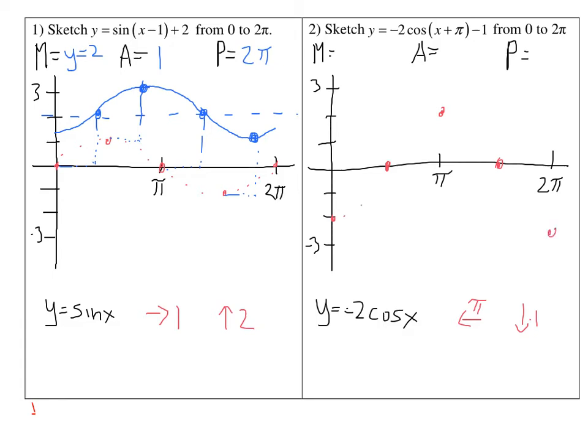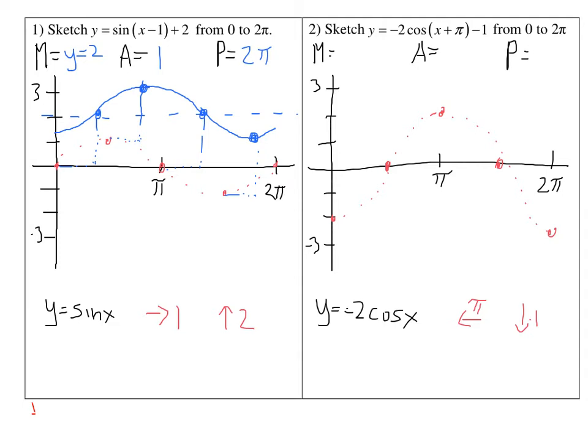And again, it looks like this. And once again, if that was a positive, this whole thing would be flipped over. And if that was a 1, it would be just to here and here, not up to 2. But basically the 2 stretched it vertically. So that would be the original graph.